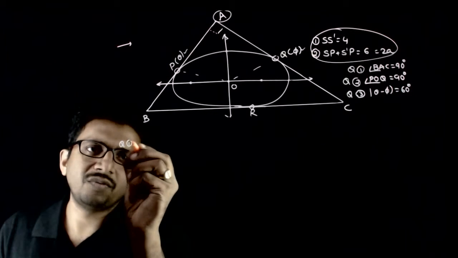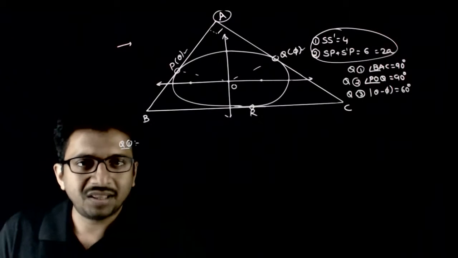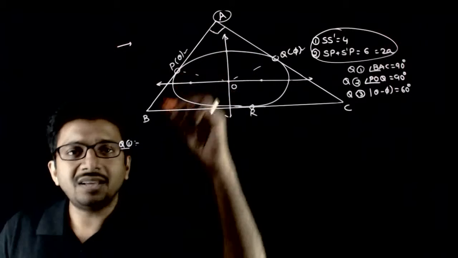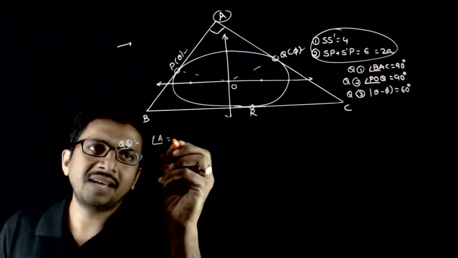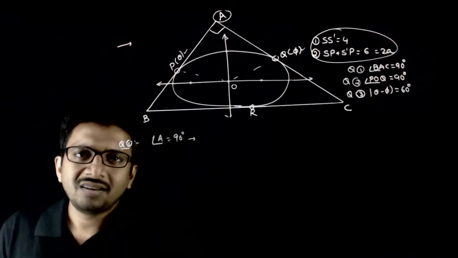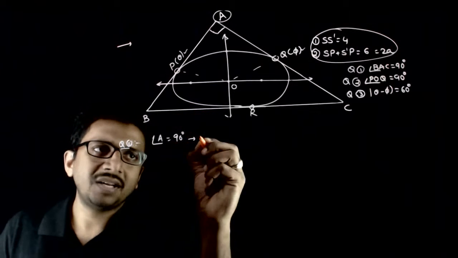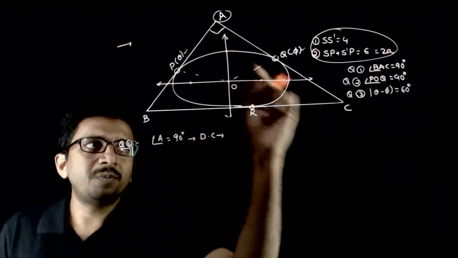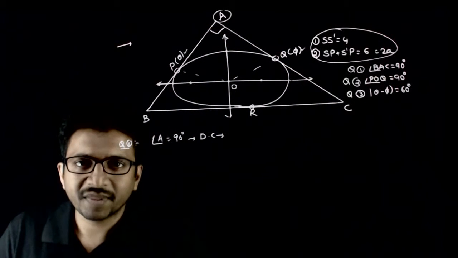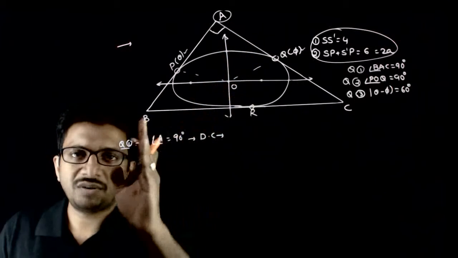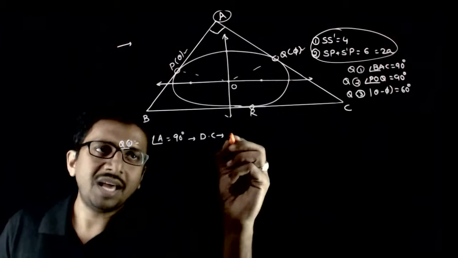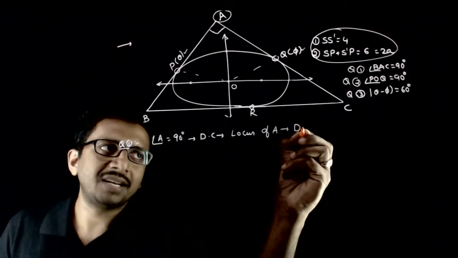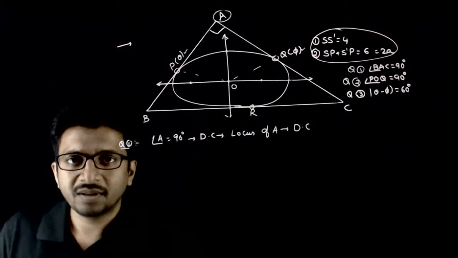If you take question 1, you are asked to find the locus of A if angle A is equal to 90 degrees. If angle A is equal to 90 degrees, it's a very simple case. This is a case of the director circle. That means A is the point of intersection of perpendicular tangents to this ellipse. Hence, the locus of A is nothing but the director circle of the ellipse.